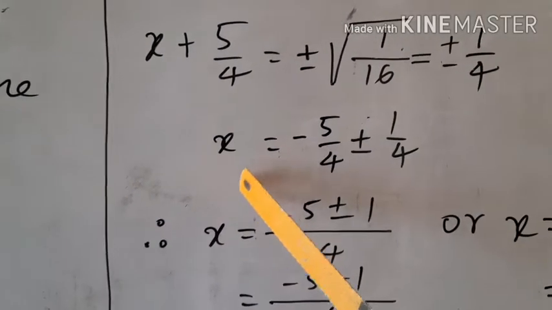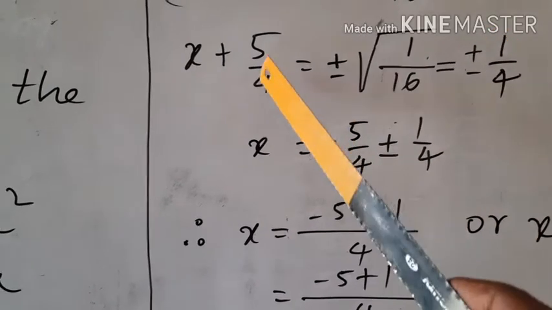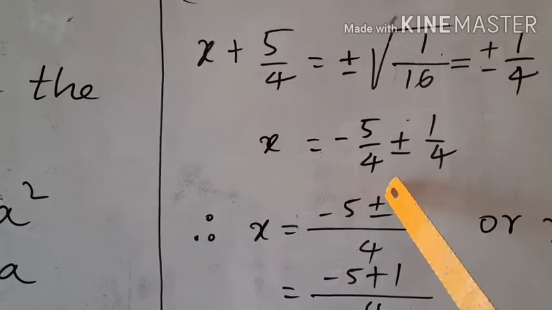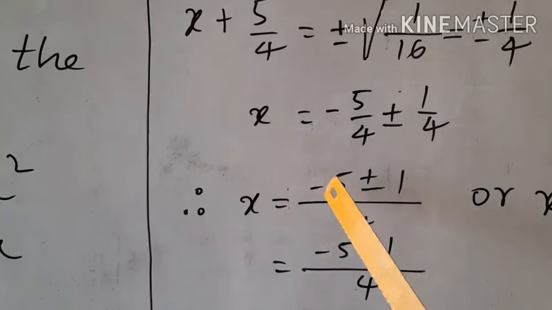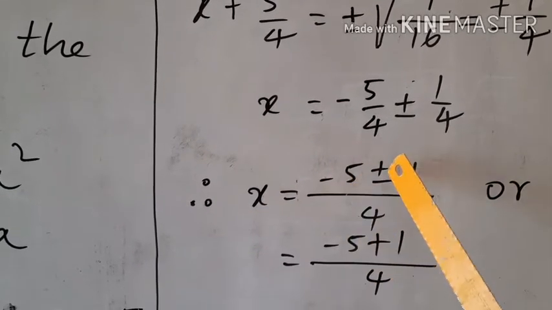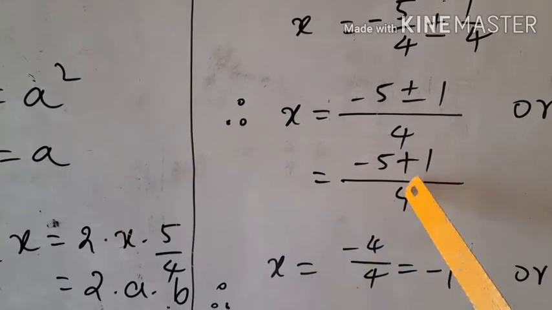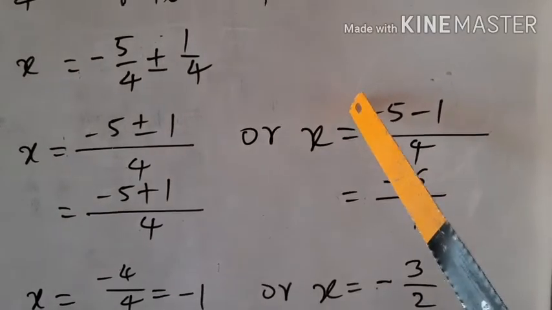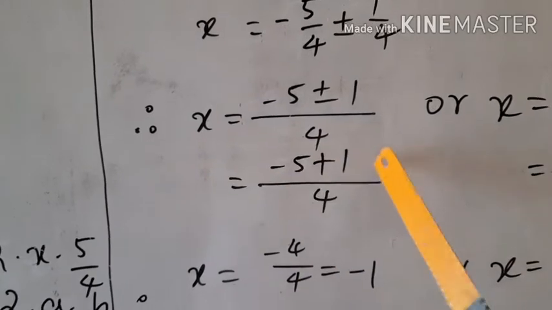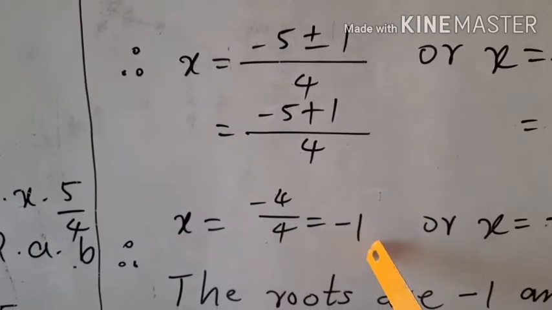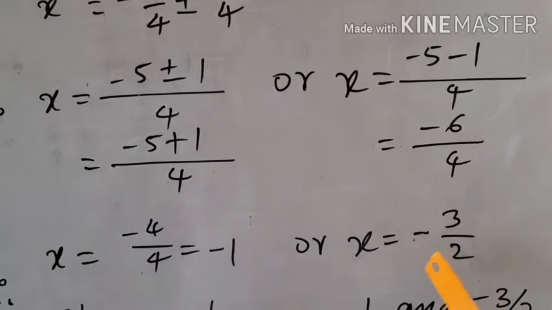Look at this. So, x is equal to this plus or minus 1 by 4. If this 5 by 4 is brought this side, it becomes minus 5 by 4, right? So, LCM of 4 and 4 is 4. Now, x is equal to minus 5 plus or minus 1 upon 4. So, children, x can be equal to minus 5 plus 1 by 4, or x can be equal to minus 5 minus 1 by 4. Minus 5 plus 1 is minus 4 by 4, which is equal to minus 1. And minus 5 minus 1 is minus 6 by 4, which is equal to minus 3 by 2.